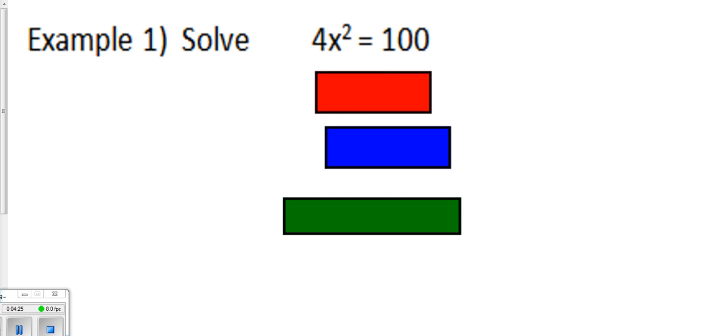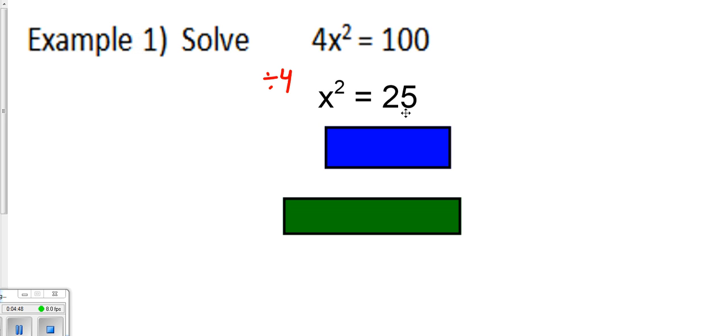So, let's look at examples of problems that are a little bit bigger than this. We first off always need to get x squared alone. We're always trying to isolate that x squared value. So in this one, we've got x squared being multiplied by 4. So the first thing we need to do is divide both sides of the equation by 4. When we do that, it now becomes x squared equals 25.